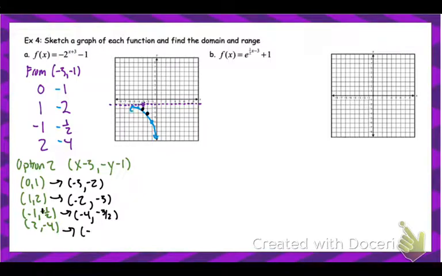2 minus 3 is -1. And -1, again, man, I'm sorry, guys. I wrote the transformed points, not the original. The original parent function points should have been 2, 4, and negative 1, 1/2. Because, again, those are my original purple points here. So negative 4 minus 1 is negative 5. And negative 1, negative 5 is, again, a point on that graph. So that's just how we can get those exact coordinates.